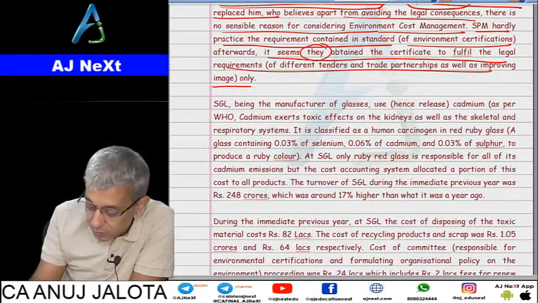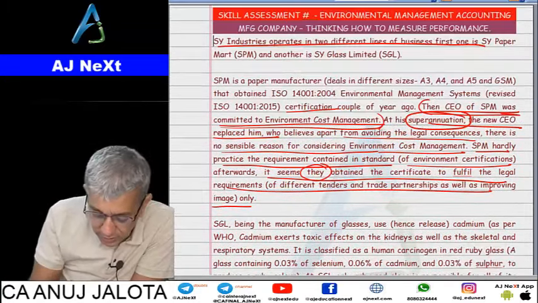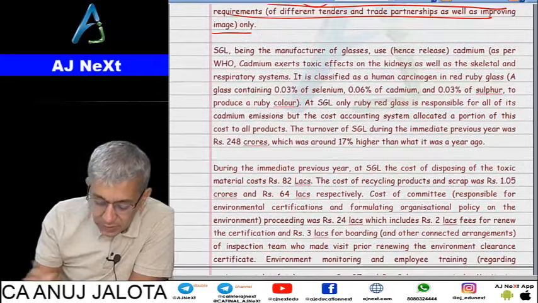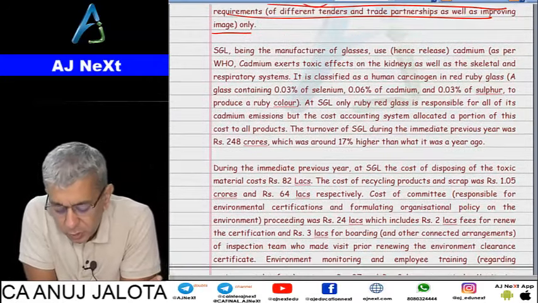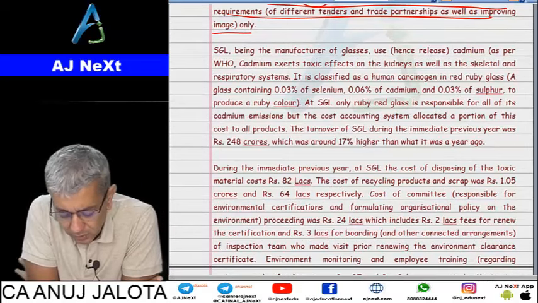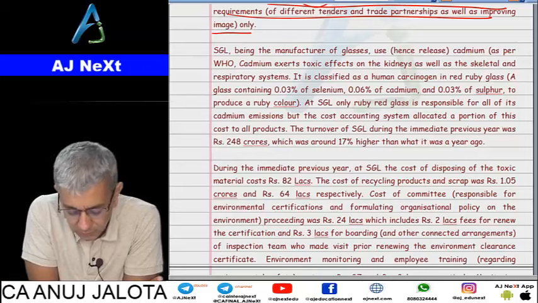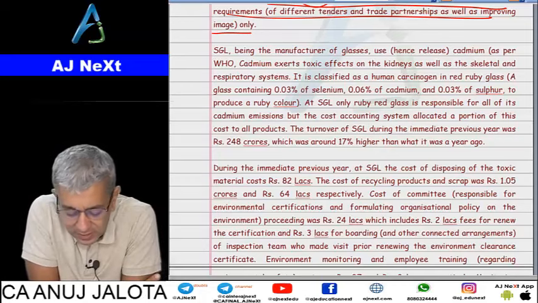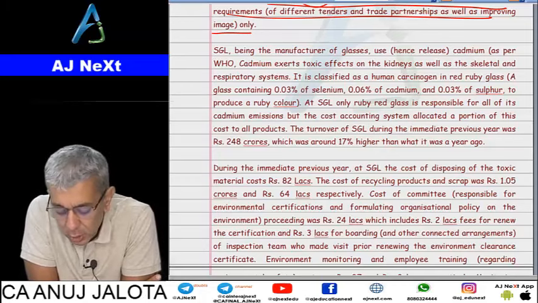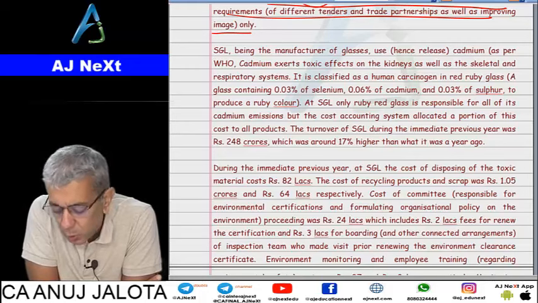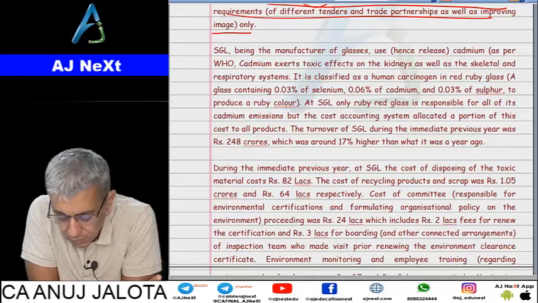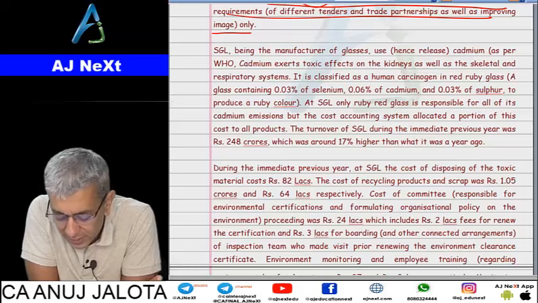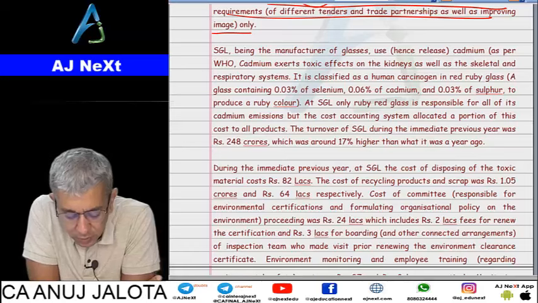SGL, now this is the other division, because first they told us we manufacture paper and we manufacture glass. So now it's all about glass. SGL, being a manufacturer of glasses, uses cadmium, a chemical. As per WHO, cadmium exerts toxic effects on kidneys as well as the skeletal and respiratory system. It is classified as a human carcinogen. In red ruby glass, a glass containing 0.03% of selenium, 0.06% of cadmium and 0.03% of sulfur is used to produce a ruby color.